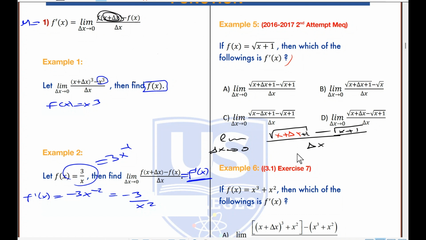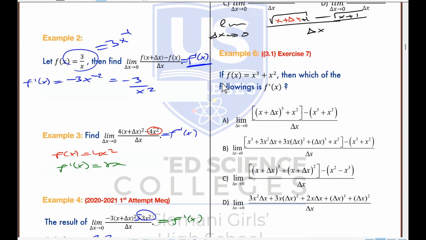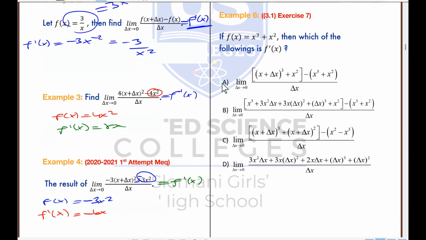So in which option you see this? Square root of x plus delta x plus 1 minus square root x plus delta x divided by delta x. I see this in option A. All right. Another question, exercise question. Students generally do not like this question. It involves simplification.